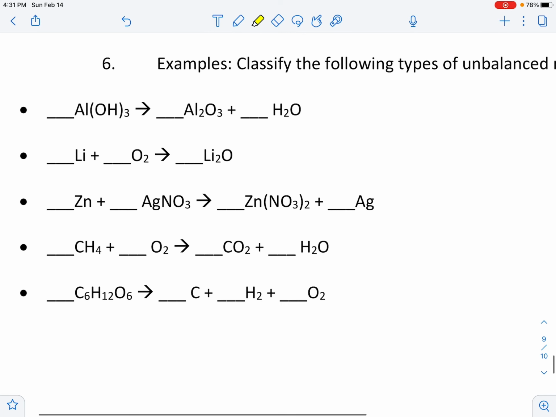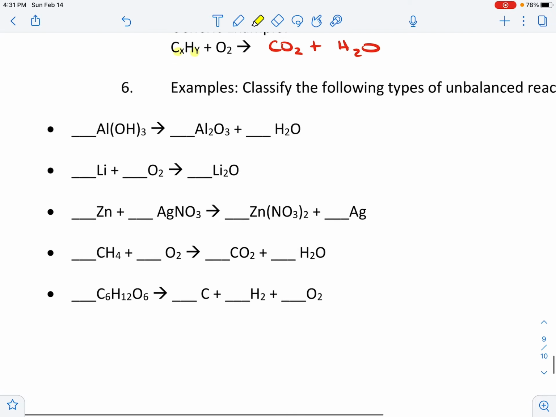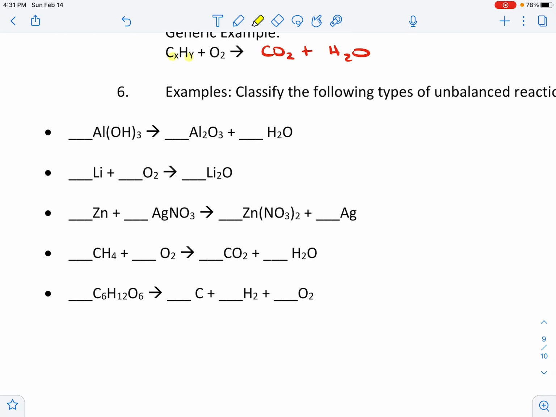Okay, so we have 5 examples down here, one of each type, and we're supposed to classify what type each is. The reason they are unbalanced is in case you want to go back and balance them, or maybe you can balance them as we work through. Today we're just going to classify them.